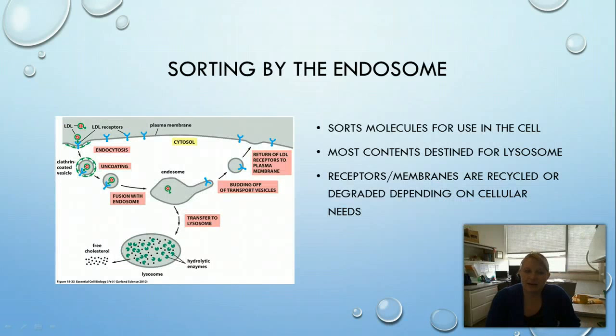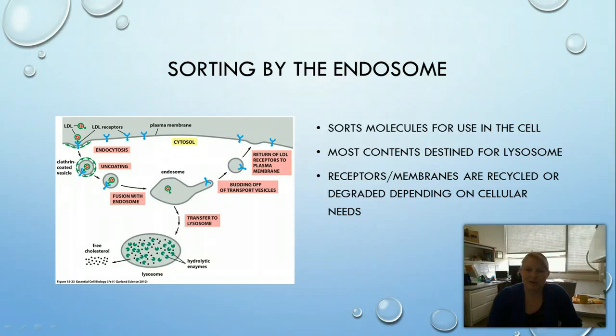And so, as I said, after it gets brought in, it gets sent to the endosome for sorting. This sorts the molecules in the cell. It determines where they need to go, what they need to do. Most of the contents are going to go to the lysosome. Do you remember why they're going to go to the lysosome? Well, we'll answer that question in just a second.